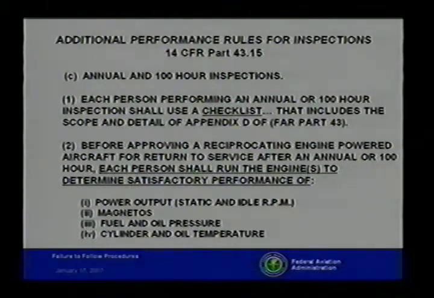There are additional performance rules for inspection. This is found in 43.15, annual and 100-hour inspections on general aviation aircraft. And what does it say in there? It says that each person that is doing this shall use a checklist that includes a scope and detail of Appendix D of FAR Part 43.